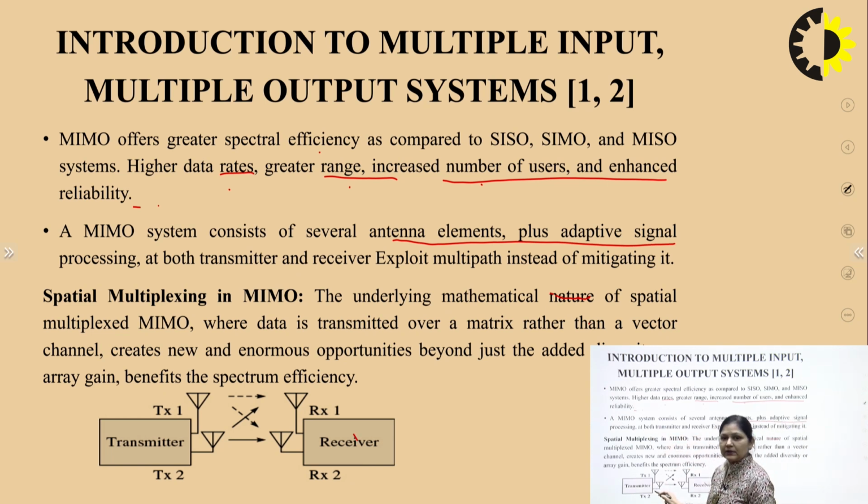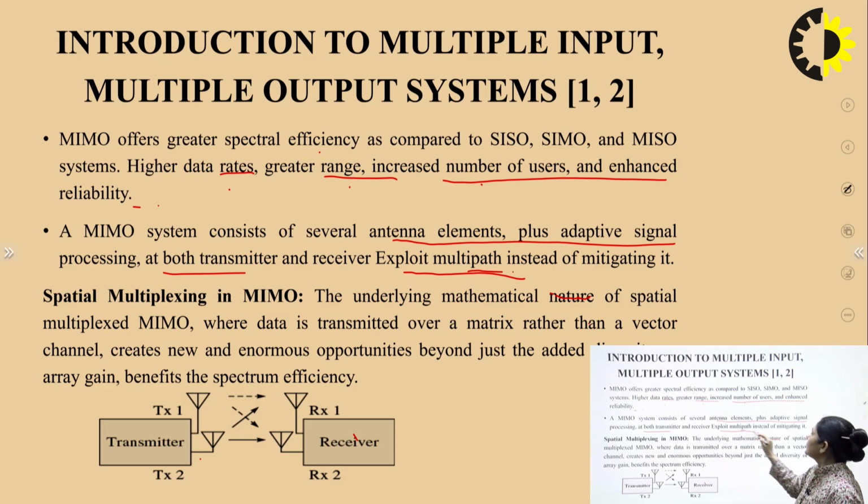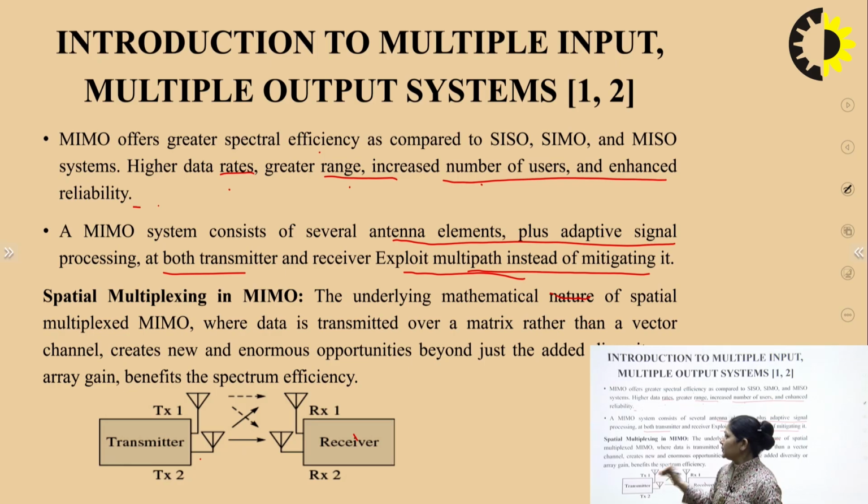A MIMO system consists of several antenna elements plus adaptive signal processing. Multiple antennas are there, as well as adaptive signal processing used both at the transmitter and receiver, to exploit multipath instead of mitigating it. Multiple paths are used rather than mitigated, that is, the signal is being transmitted by different paths. We are actually transmitting the signal through different transmitters and receiving through different receivers.